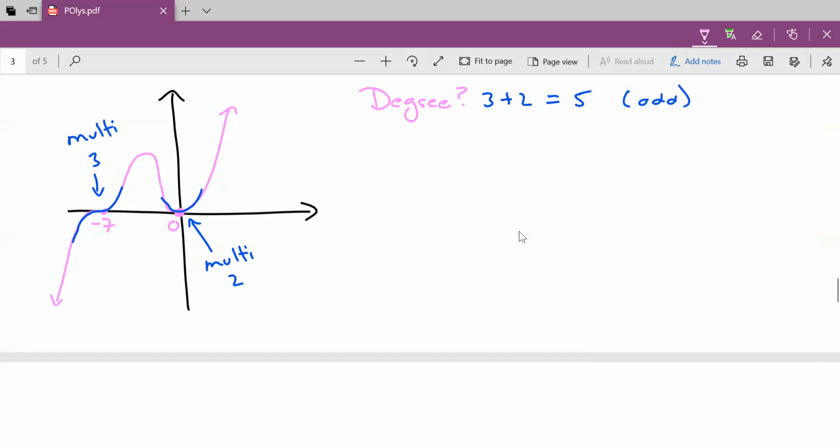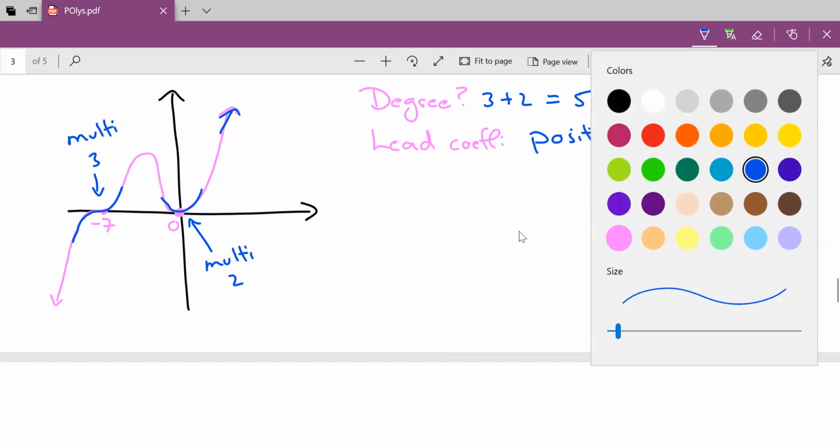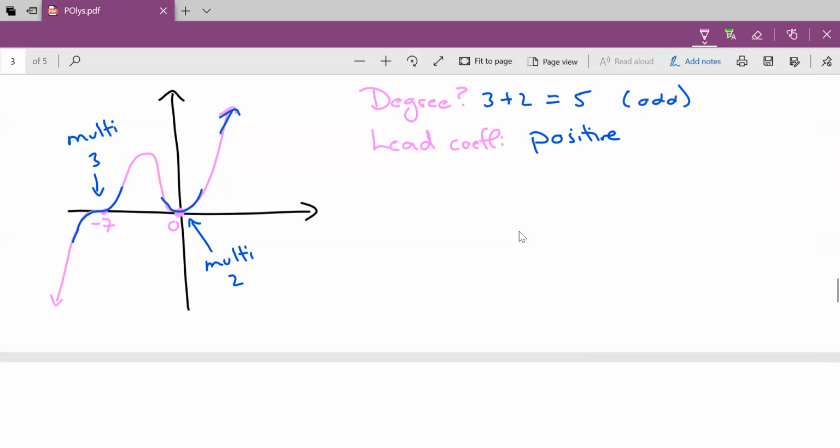Okay, what's my lead coefficient going to be? Well, the graph ends going up. So that means the lead coefficient must be positive. Well, let's see if we can dummy up an equation here. So we have an x-intercept at -7. So that's x plus 7 as a factor. We have an x-intercept at 0. Well, that's just x.